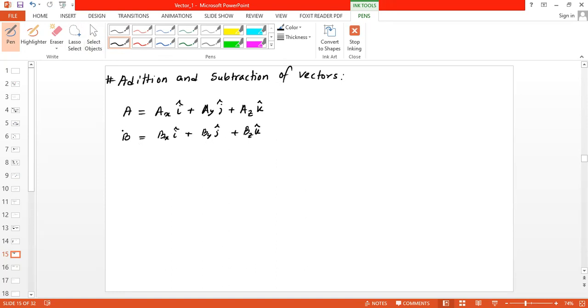And I want to add these two vectors, A vector and B vector. That is, I want to add A plus B. So if you want to add these two vectors, what do you have to do? You have to add the like components. That means you have to add the component of i with i, that is Ax plus Bx i. And same again, you have to add the component of j, Ay plus By j, plus Az plus Bz k. Okay, so this is the vector. Is it clear? This is the vector sum of these two vectors, A and B.